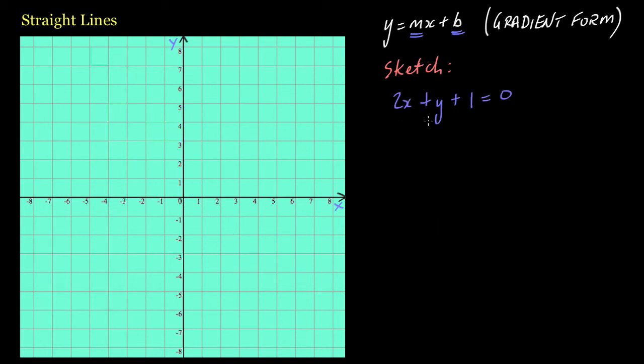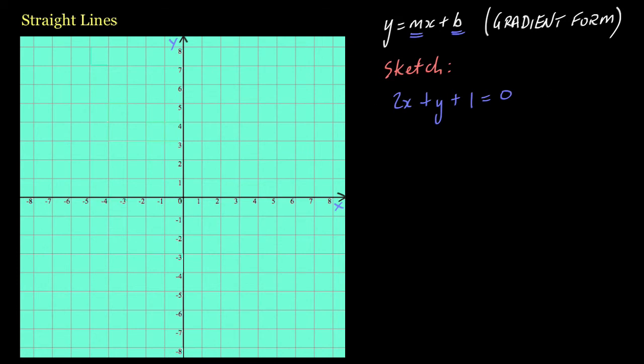So let's sketch the line 2x plus y plus 1 equals 0. So first of all, we don't have the gradient form here. We need y equals something. I need to make y the subject. So I need to move our 2x to the other side. It's a plus 2x. If I move it to the right, it becomes a minus 2x.